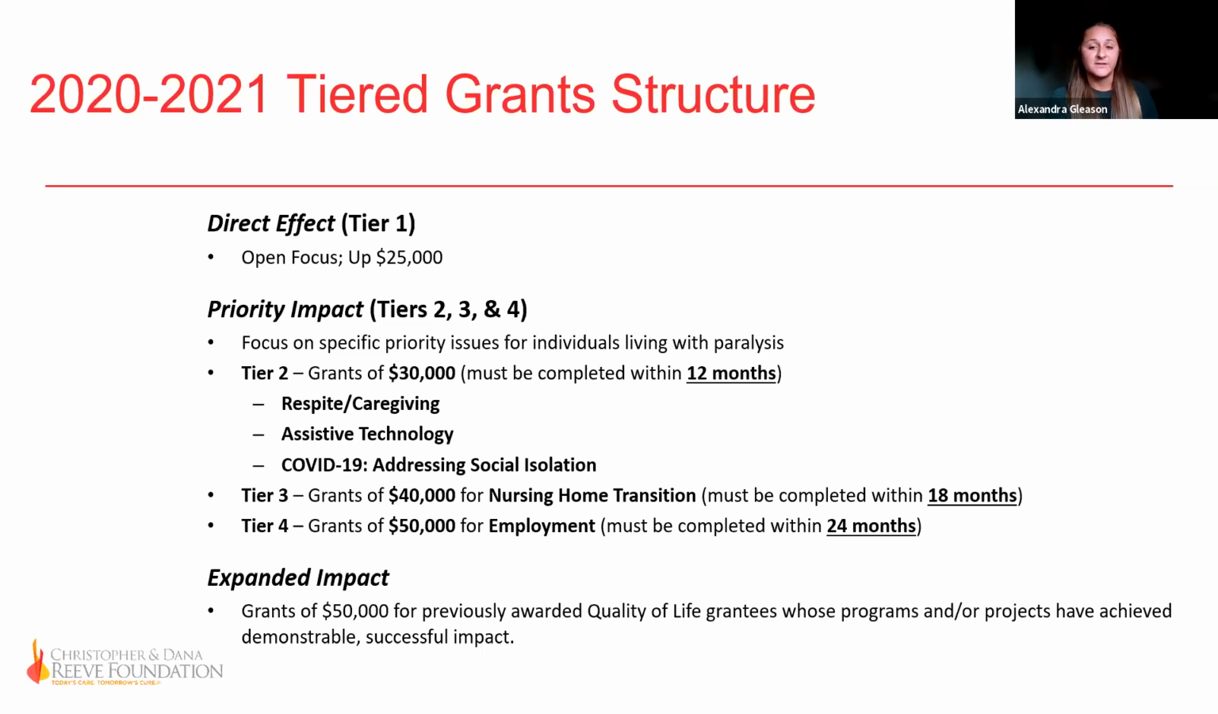Now let's talk a little bit about direct effect, which is tier 1. Direct effect is open focused and will award at least 36 grants of up to $25,000 and will fund specific budget items that will clearly impact individuals living with paralysis, their families, and caregivers. Generally in this tier, we see about 400 applications and we're able to award about 50. These grants will have short to medium range impact. Long range impact and sustainability are not expected for grants funded at this level.